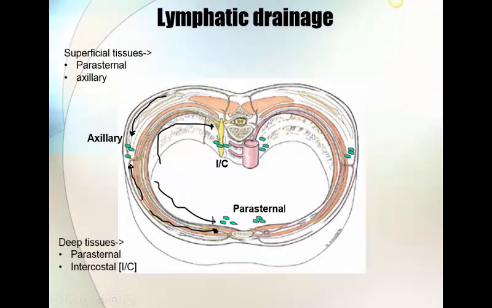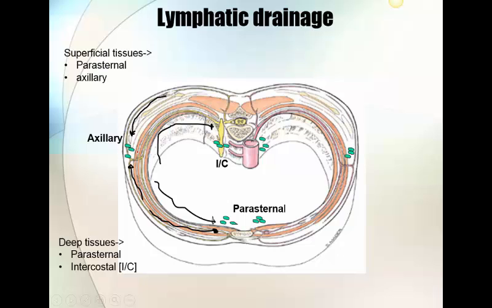Lymphatic drainage is pretty simple. If you look at superficial tissues, which is the skin and outer tissues up here, from the superficial tissues, you can see anteriorly they go to this group of lymph nodes, which is called the parasternal group of lymph nodes, and from the posterior and a part of this lateral portion they go to the axillary group of lymph nodes.